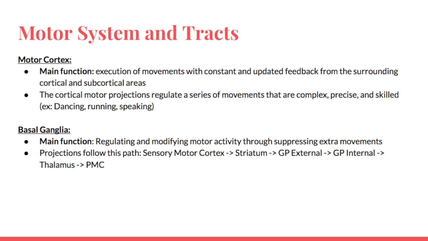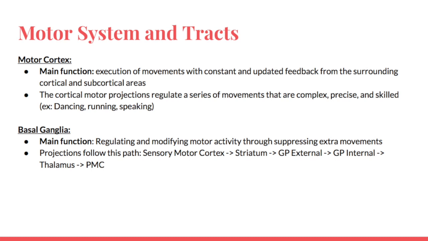And the cortical motor projections regulate a series of movements that are complex, precise, and skilled. Some examples are dancing, running, and speaking. The next one is the basal ganglia, and its main function is regulating and modifying motor activity through suppressing extra movements. The projections follow the path of the sensory motor cortex to the striatum, to the GP external and the GP internal, all the way to the thalamus and the PMC.